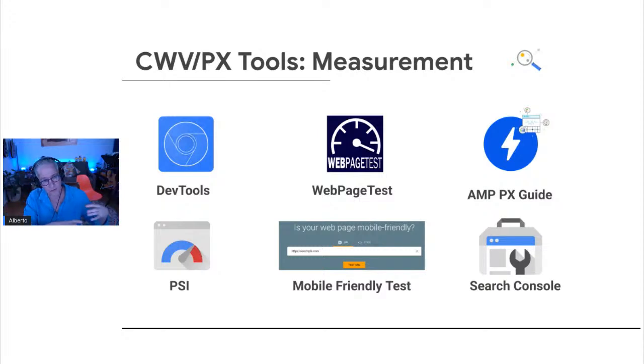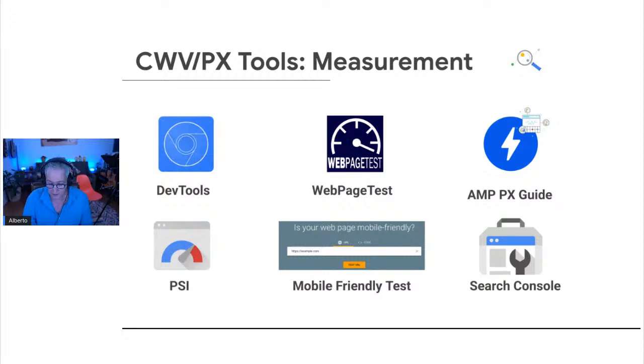And some of these tools are overlapping. Some of them have features that are powered by the Chrome UX Report, bringing field data to you, and others share the fact that they're using Lighthouse to bring synthetic data to your site.